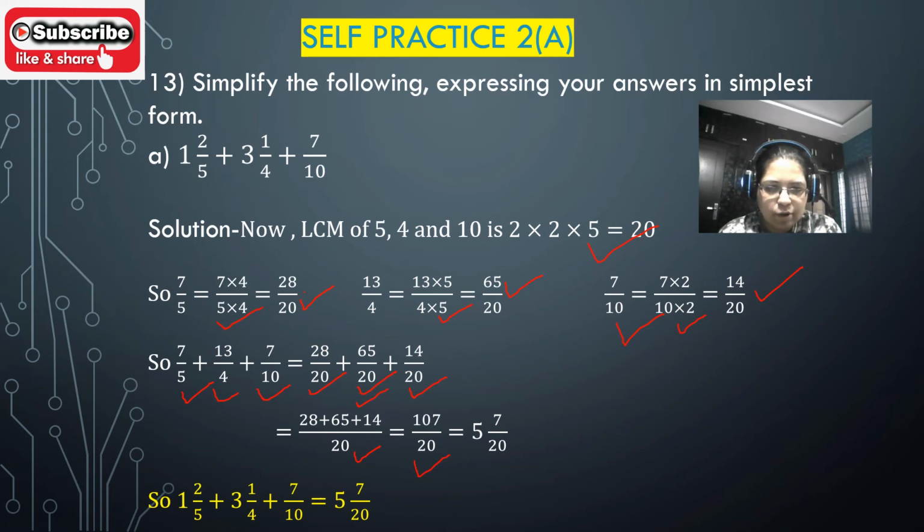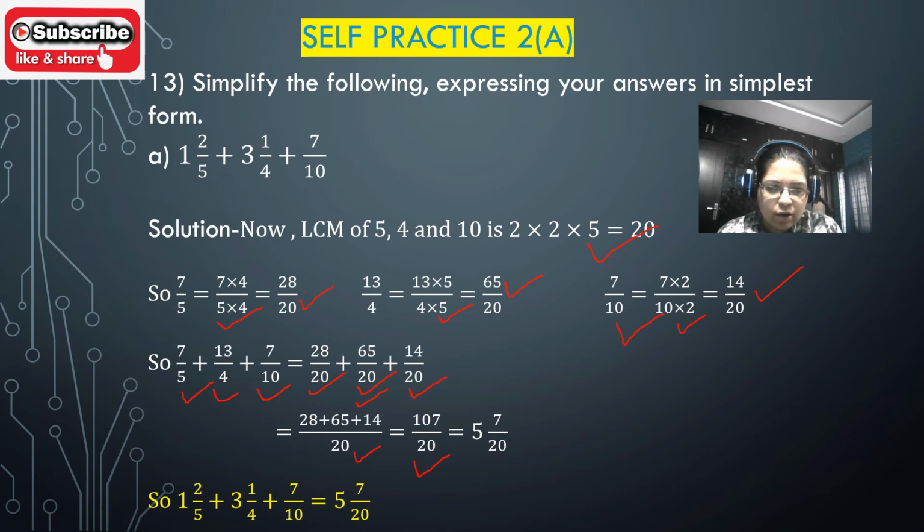Now we have to convert this improper fraction. 107 divided by 20 is an improper fraction. We have to convert this improper fraction into a mixed fraction. So divide the dividend by the divisor. Dividend is 107 and 20 is the divisor. We know 107 equals 20 multiplied by 5 plus 7, where 20 is the divisor, 5 is the quotient and 7 is the remainder.